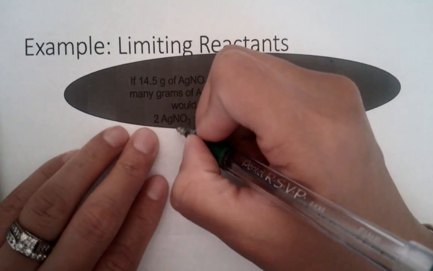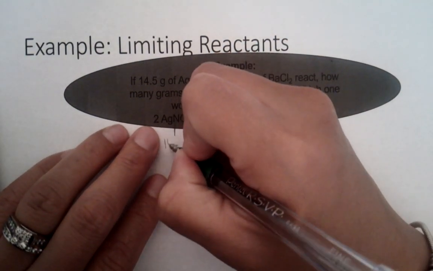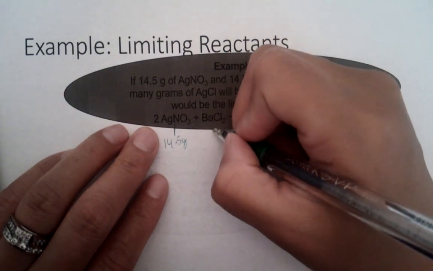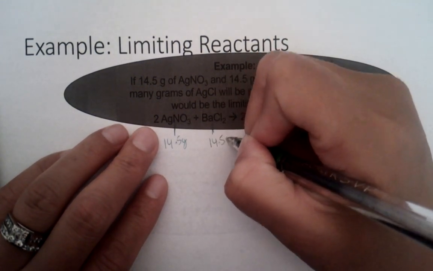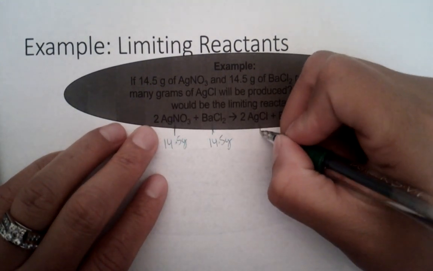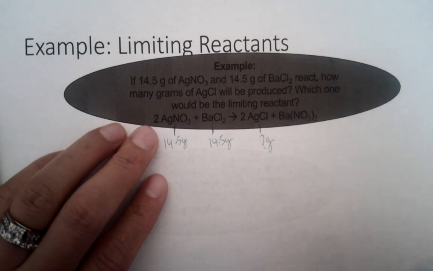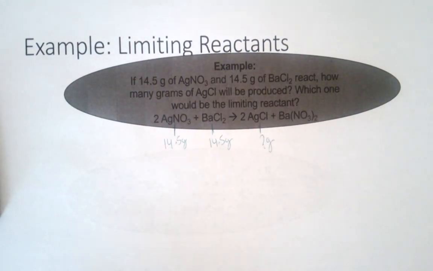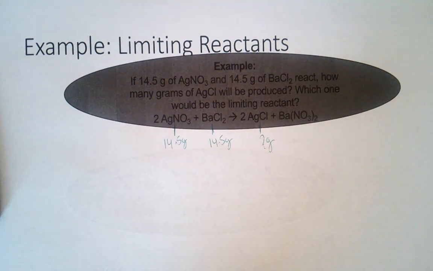So it's telling you here, you have 14.5 grams of AgNO3. So we have 14.5 grams of this. We also have 14.5 grams of this. How many grams of AgCl? So how many grams of this will be produced? Which one would be your limiting reactant? So you wonder, okay, what do I start with? How do I tackle this? I have 2 numbers now. Molarity gave me 2 numbers, but I only used it for when we were trying to figure out the liters of something.